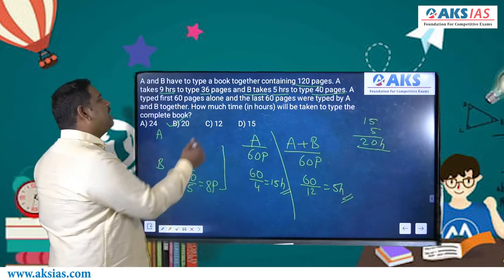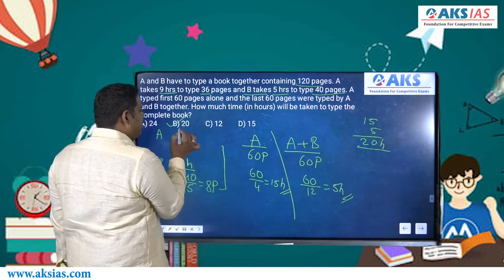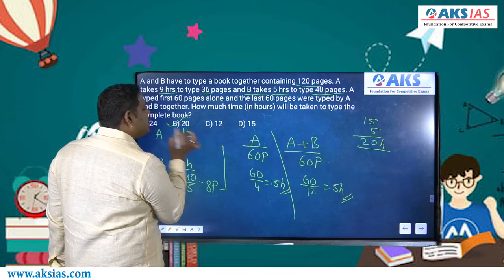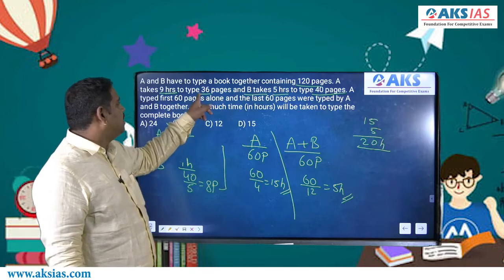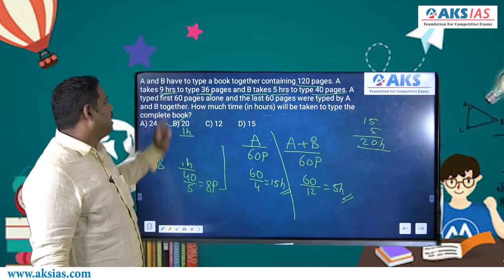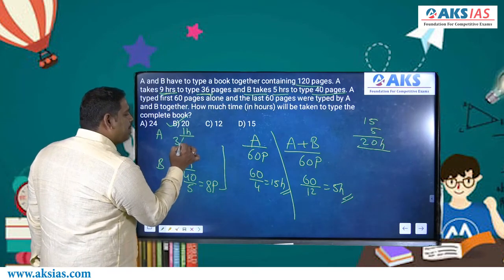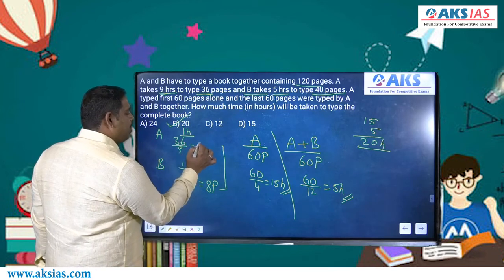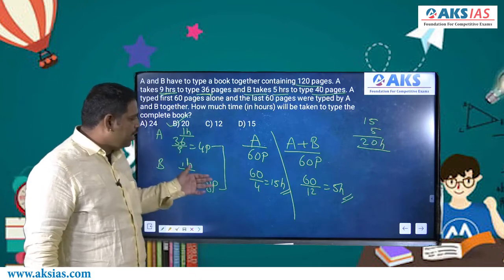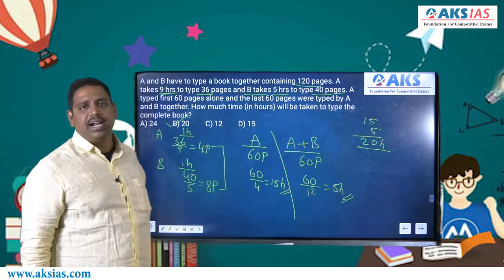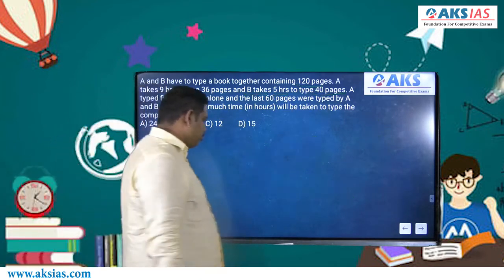So here he mentioned in terms of hours, right? That's why I'll go for how many pages A will type in 1 hour. A typed 36 pages in 9 hours. That means per hour how much will he type? 36 by 9, that means 4 pages he will type. This is his efficiency. If you understand this, the entire problem will be clear to you, right? Let's go to the next one.